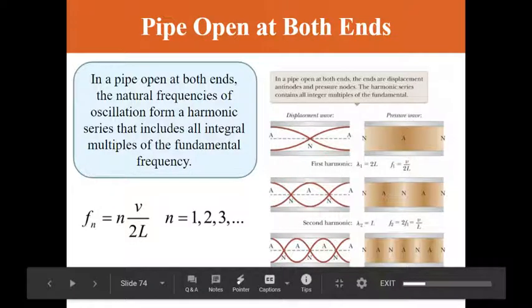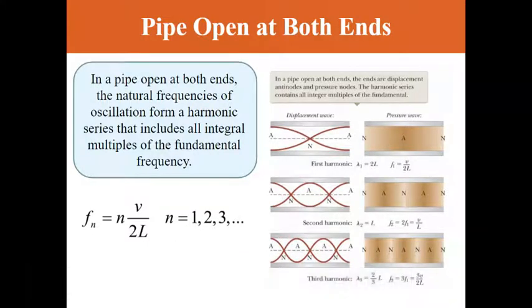So when you have a sound wave traveling through a pipe open at both ends, it gets reflected and creates a standing wave. And the boundary condition in this case is that the pipe being open at both ends means that both ends must be displacement antinodes and pressure nodes. In other words, both ends of the pipe are points where there's no change in pressure.